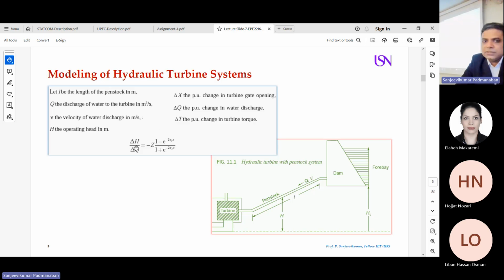Now delta H divided by delta Q. We are finding the ratio of the small change in the operating head with respect to the change in water discharge, which is given by 1 minus Z into 1, e power minus 2 tau E into s, divided by 1 plus e power minus 2 tau E s. So tau E is an electric time constant of the system. So it's a time constant. Usually we will design it based on calculations. There are procedures to design this to find appropriate values.